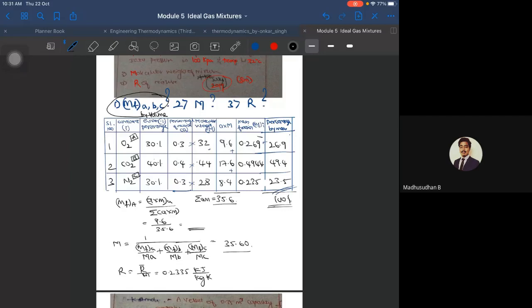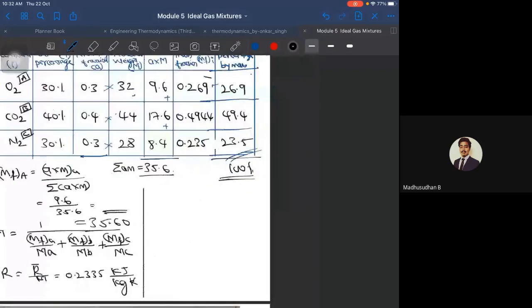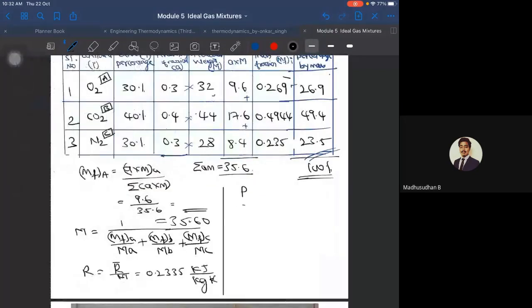I just explained this. Please stay in touch. Okay, now listen here. The total pressure is given in the problem, the pressure of the mixture. How much is it? 100 kilopascal, kPa.